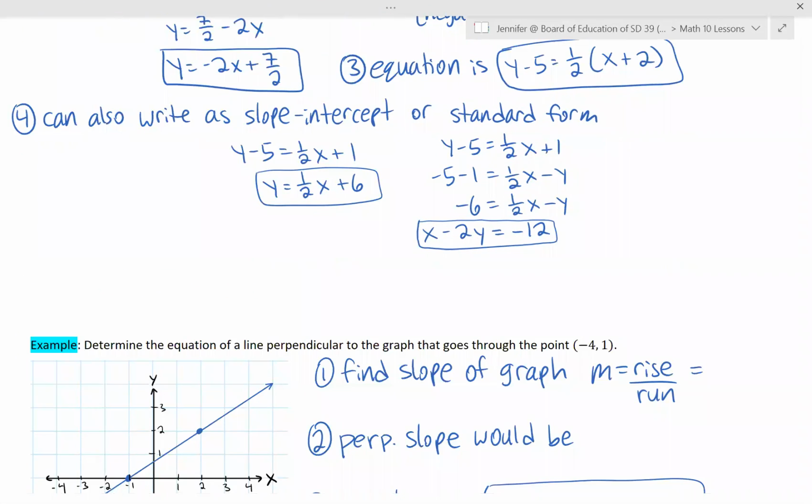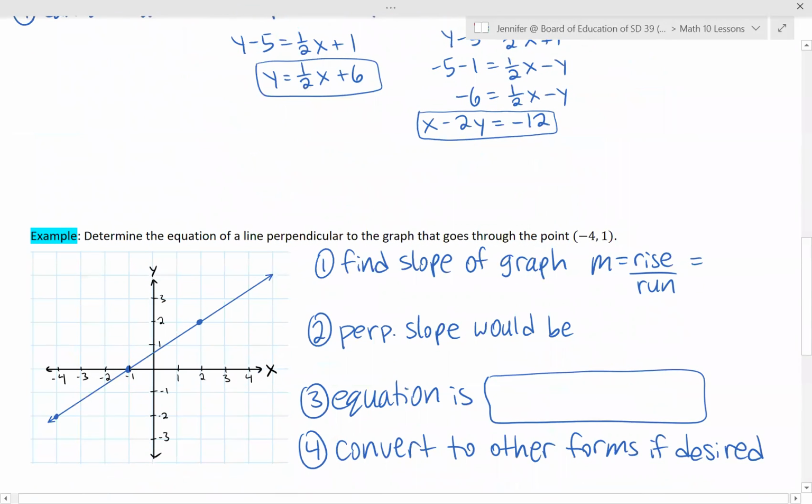You might be asked these types of questions given a graph. So given this graph, determine the equation of a line perpendicular to the graph that goes through the point negative 4, 1. So if something has to be perpendicular to this graph shown here, it has to have a negative reciprocal slope. So let's find the slope of the graph given to us and then kind of flip the fraction and change the sign. We know how to find the slope of a graph using our rise over run.